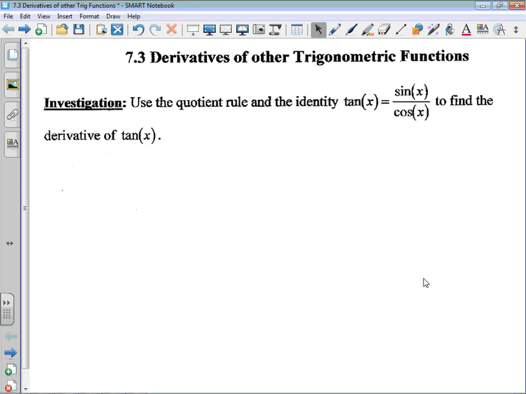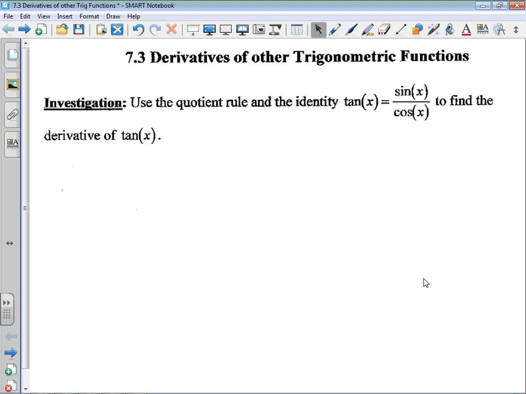This is 7.3 in Math 31, where we start to look at the derivatives of the other trigonometric functions. And really other, because we've only looked at sine and cos, means tan, secant, cosecant, and cotangent. Students typically don't like hearing that because they don't like reciprocal trig ratios for whatever reason. We have to get used to that.